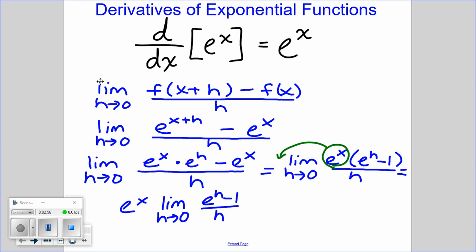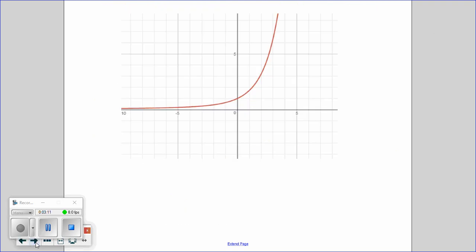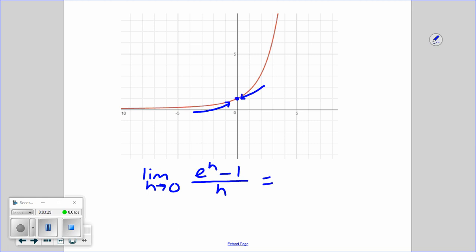Now, the limit of e to the h minus 1 all over h as h approaches 0, we can actually evaluate graphically. And so on the next slide, I have the graph of e to the h minus 1 all over h. If we evaluate the limit as h approaches 0, you'll see that as x is approaching 0 from both directions, y is approaching 1. So this limit equals 1.